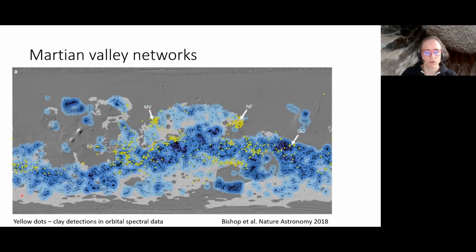Now, the fact we don't see any valley networks here, so this is the South Pole down here at the bottom, and so this is the near polar areas, is actually probably due to resurfacing, so deposits of ice and other things on the surface hiding the Noachian terrains.